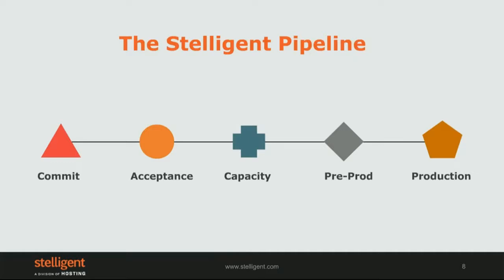The pipeline stages that we typically define are commit, acceptance, capacity, and then going to production. Pre-prod, where we're actually building an environment that can be moved into production, and production, which is the swapping of the new production environment for the old production environment.